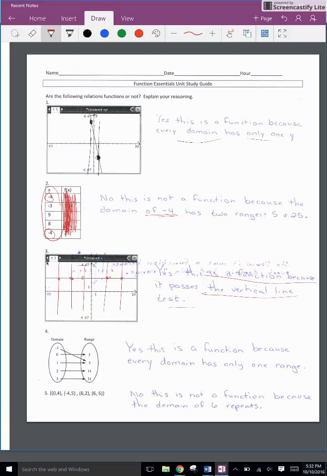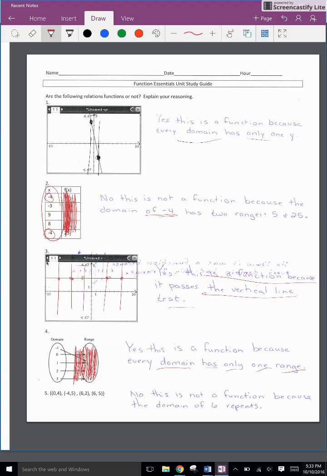Now number 4, even though it's in a mapping diagram, it's the same as number 2. You want to cover up the ranges. And you can do this with your ID, your hand, anything to cover that up. And then you look at the lines, okay? One line is leaving -1, one's leaving 0, 1, 2, 3. That means that every domain has only one range.